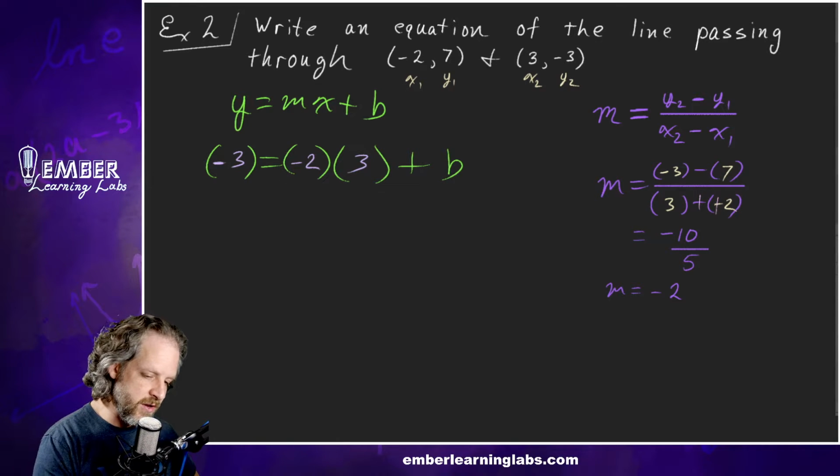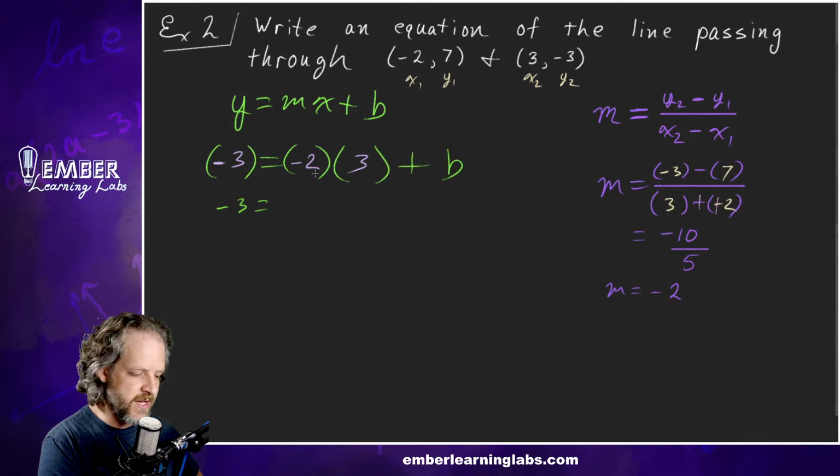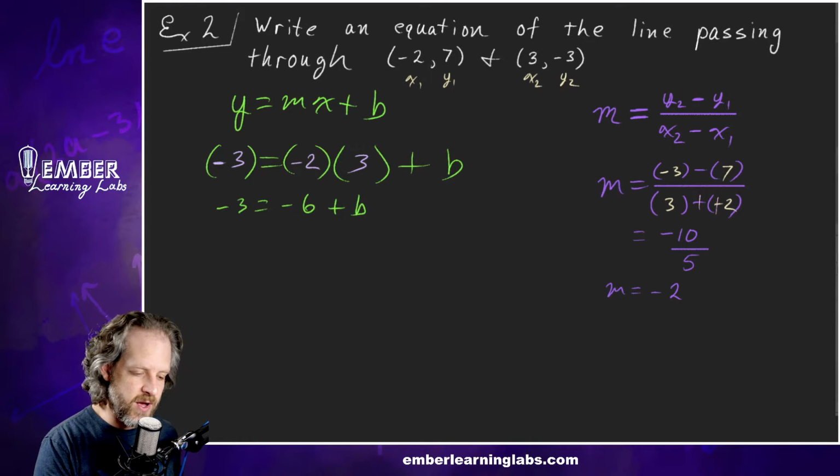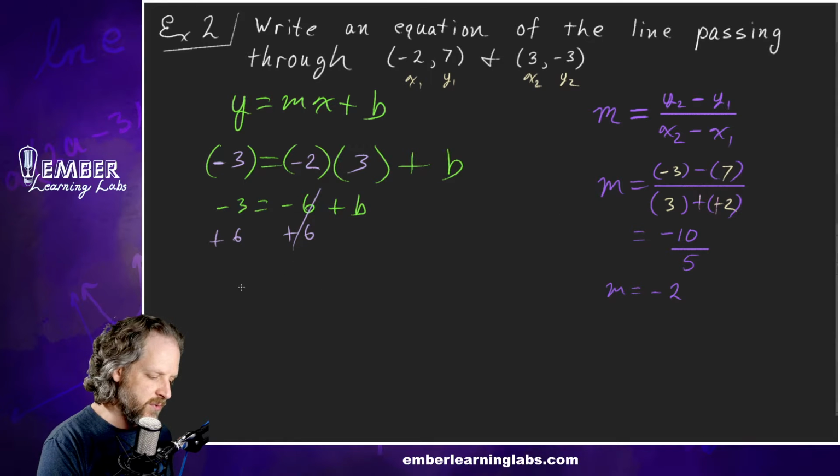So now what are we going to do? We're going to do multiplication. Bring down the -3 equals -2 times 3 is -6. Bring down plus b. So how do we get rid of the -6? Well, of course, we're going to add 6. Do it to that side, we've got to do it to this side. So b equals 3.